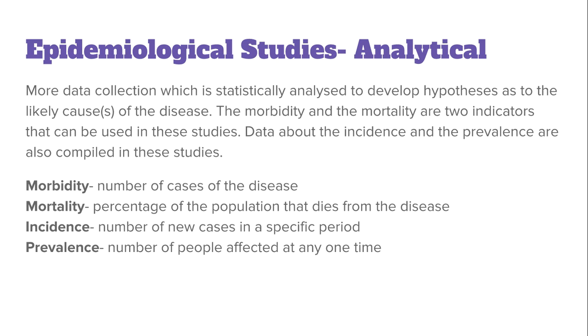So just in those two sentences, we have four keywords which we've been discussing. So there's morbidity, the number of cases, and then mortality, the percentage of the population that dies from the disease. So when we are looking at the indicators in the data, we're looking at how many people were affected, and then how many people were actually deceased from that. And then we're looking at incidence, so the number of new cases in a period, and then prevalence is the number of people affected at any one time.